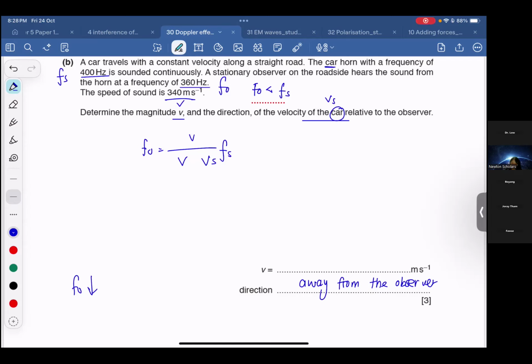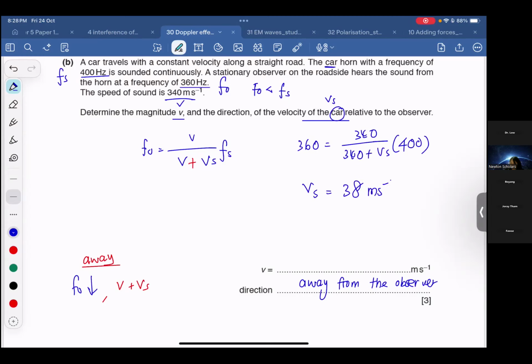So this one we should use plus. Okay, so we should use V plus Vs when it is away. Okay, so I do substitution. 360 equals 340 divided by 340 plus Vs, times 400. So your Vs at the end, you should get 38 meters per second. Let me check. Fawal, correct.